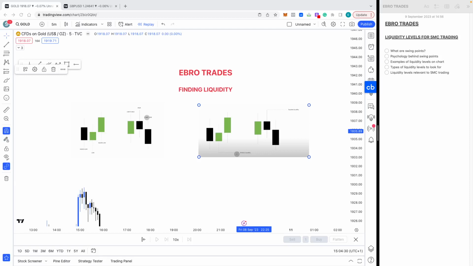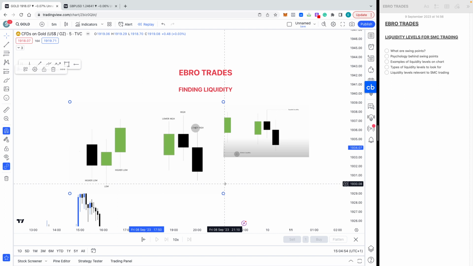Today's video is a pretty simple video, but super important to your understanding of smart money concepts and of trading the markets efficiently and effectively. And that is liquidity levels: buy side and sell side liquidity, what they are, how to identify them, and then how to apply it to your trading. We'll start off with a simple definition of what a swing point is.